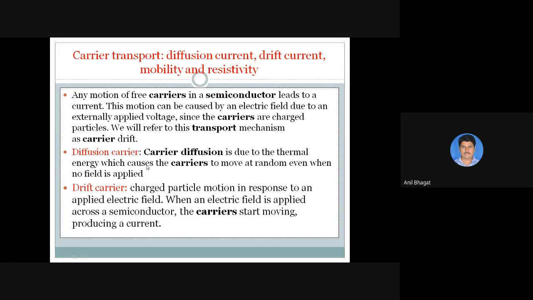So diffusion current, what is the definition of diffusion current? The carrier diffusion is due to the thermal energy which causes the carriers to move at random even when no field is applied. That is very important. So the diffusion process is nothing but the concentration of charge carriers. You know that if we combine opposite charge particles, what will happen? The concentration will be formed, right? Or then force of attraction. You know that force of attraction and force of repulsion: same charge particles always repel, but opposite charge particles always attract.